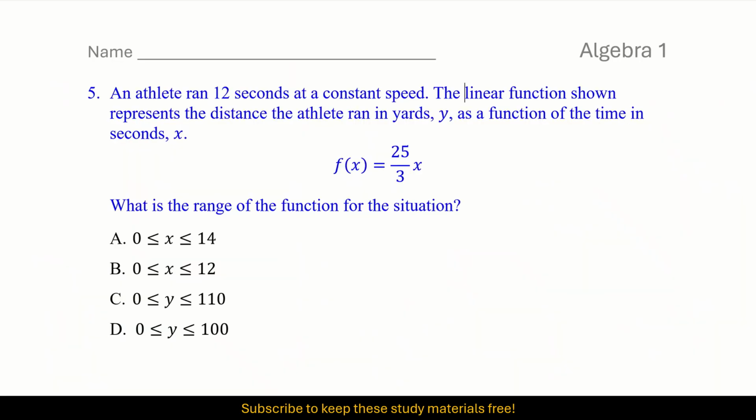Number 5, an athlete ran 12 seconds at a constant speed. The linear function shown represents the distance the athlete ran in yards, y, as a function of the time in seconds, x. And our function is f of x equals 25 over 3x. What is the range of the function for the situation?